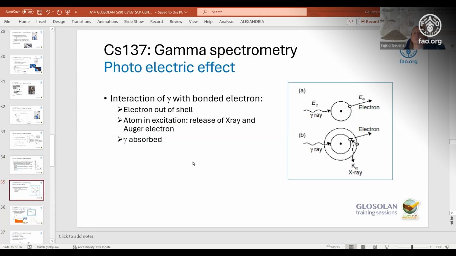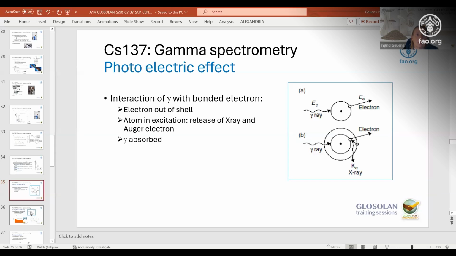So the first one is the photoelectric effect. It's in fact an interaction of a gamma ray with a bonded electron. An electron is kicked out of the shell, and the atom comes in an excited state, releasing an X-ray and an Auger electron. In fact, the gamma is then absorbed. So you will count too low energy, you will think that the concentration is lower. So that's indeed a problem, and you have to correct for that.